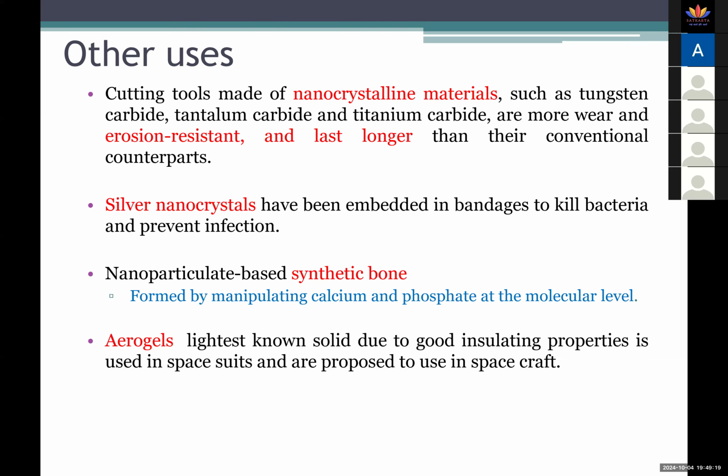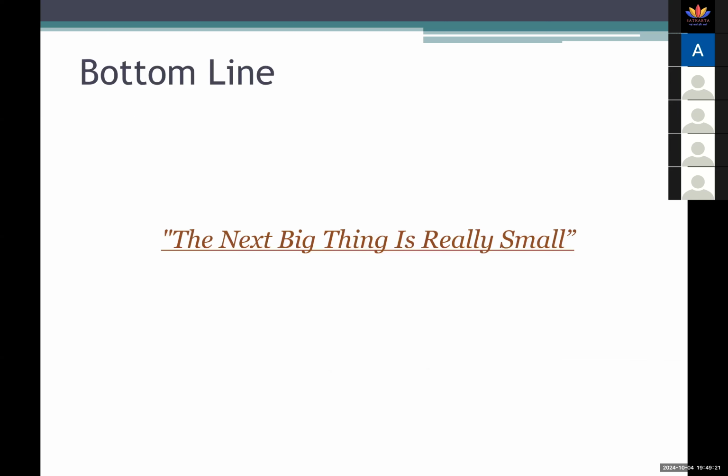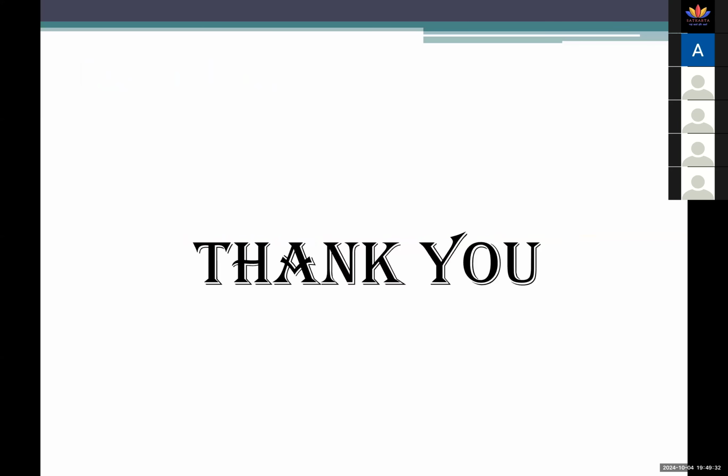So nanotechnology is the future. That's why one important statement I would like to mention: the next big thing is really small, small in dimension. Okay, so these are a few references I used for this presentation.